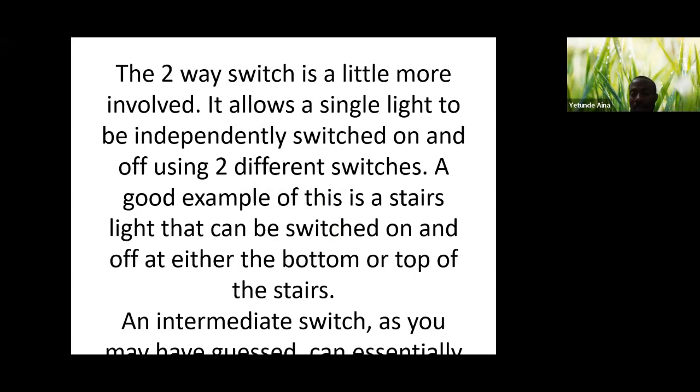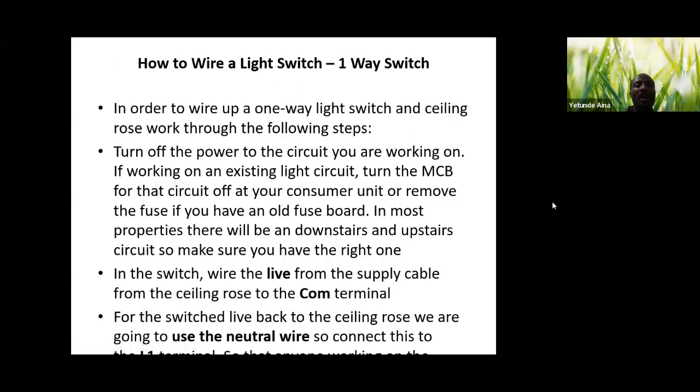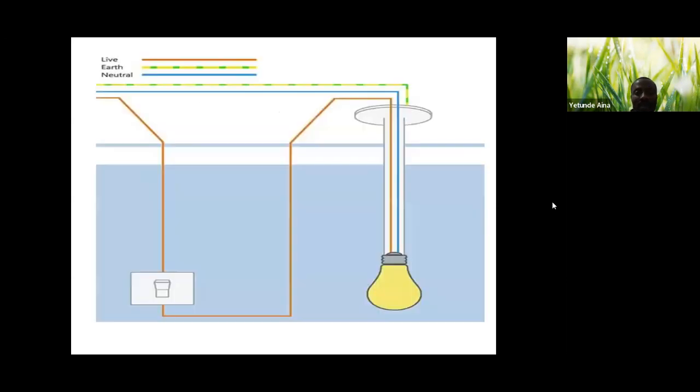Now, let's take a look at the next thing, that is three-way switch. Now, you can see this is what we call three-way switch. Then how do we do the wiring now? How to wire a light switch. This time around, we are talking about the one-way switch first. Let's take a look at this diagram now.